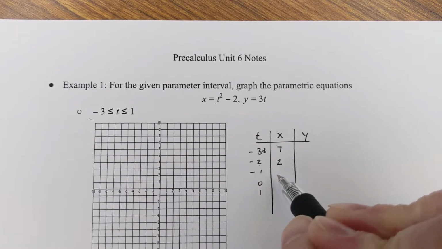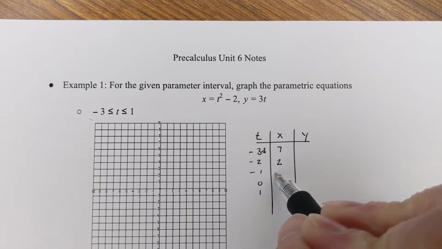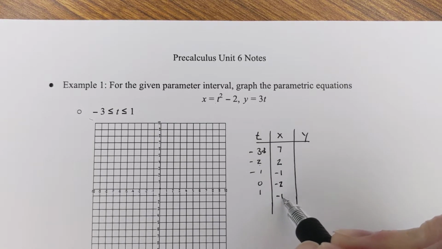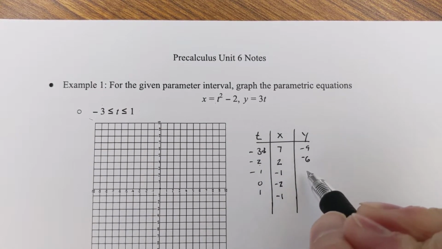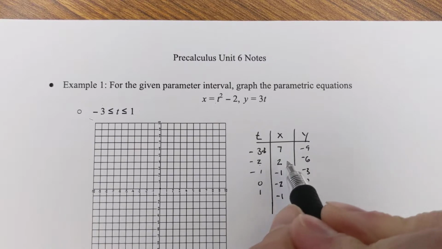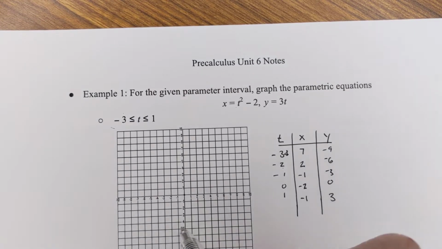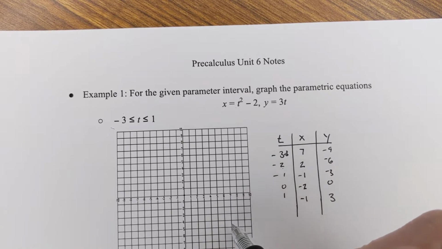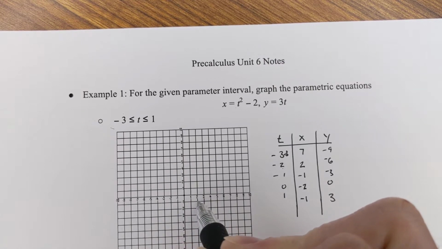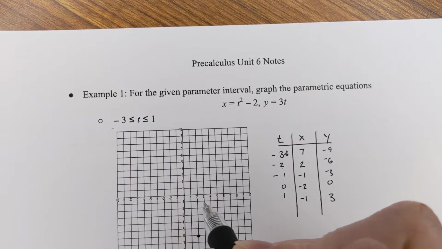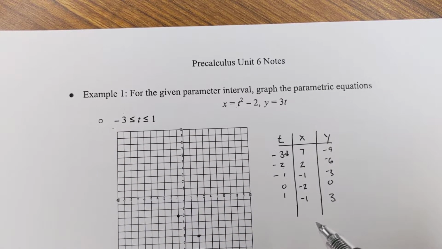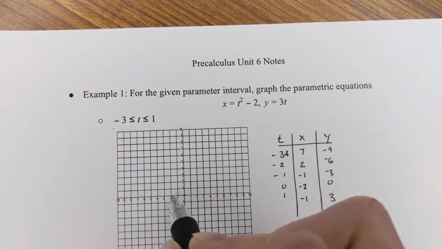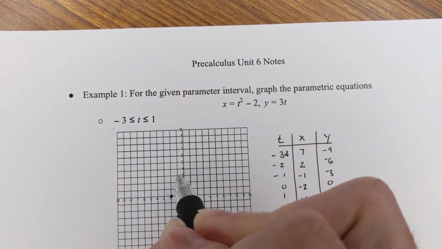If t is -1, 1 minus 2 is -1, 0 would be -2, and 1 would be -1. I repeat the process for the y's. So y is equal to 3t, so that's -9, -6, -3, 0, 3. So these far right columns are my ordered pairs. So over 7, down 9, over 2, down 6, -1, -3, -2, 0, and -1, 3.